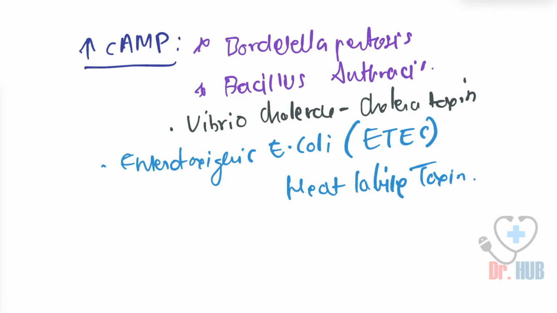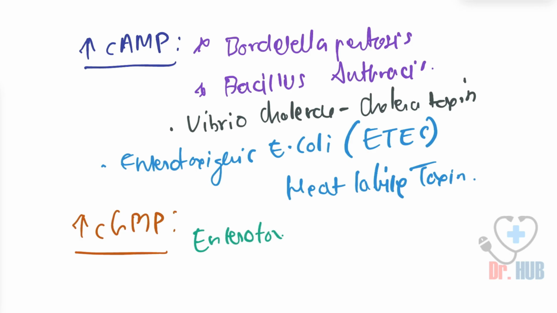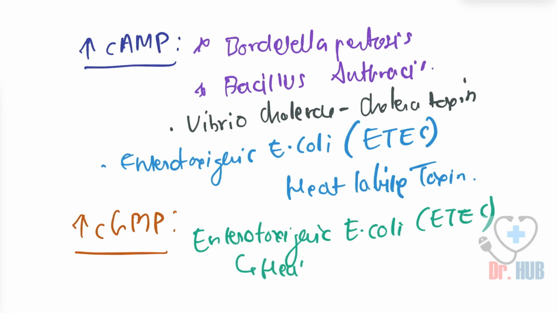After this, we look at the increase in the cGMP. The previous one was increase in cAMP. Now the cGMP. This includes the enterotoxigenic E. coli, which is nothing but the ETEC, and it is a heat stable toxin.